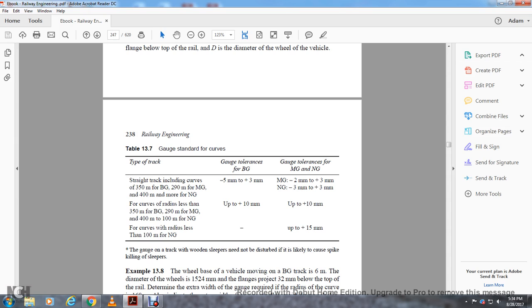For curves with a radius less than 350 meters for broad gauge, 290 for meter gauge, and 400 to 100 meters for the narrow gauge, a gauge clearance of up to 10 millimeters for the broad gauge, and up to 10 millimeters for the meter gauge and narrow gauge. For curves with a radius less than 100 meters for the narrow gauge, up to 15 millimeters for the meter and narrow gauge.